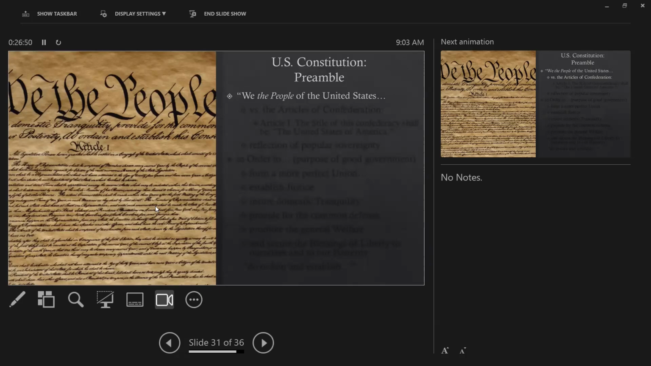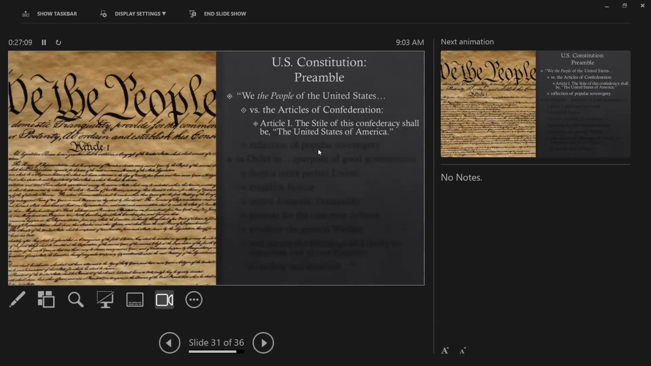That's different from the Articles of Confederation in a very important way. If you remember, the Articles of Confederation, this is in a previous slide, the very first article of it said, the style of this confederacy shall be the United States of America. Okay? You don't see the words the people here. That's in the Constitution, but not in the Articles of Confederation. And there's a reason for that.